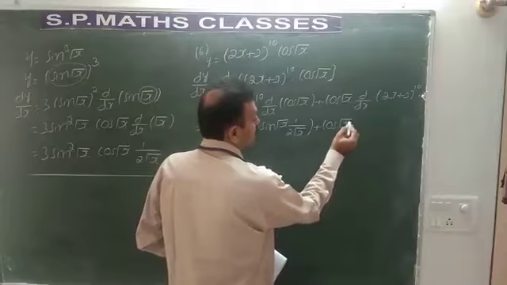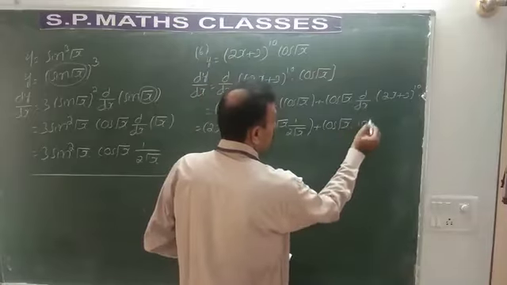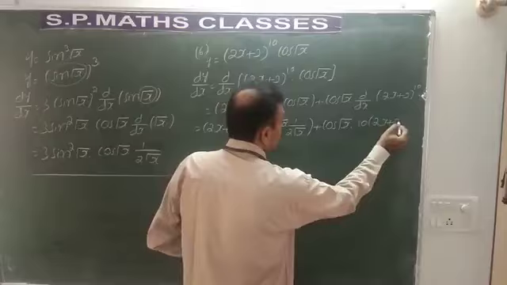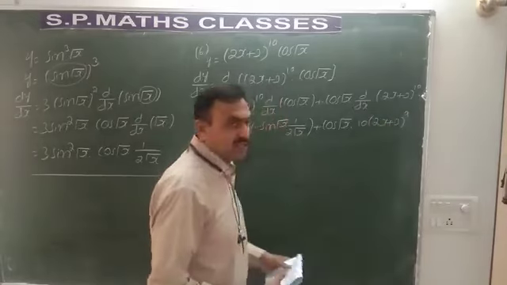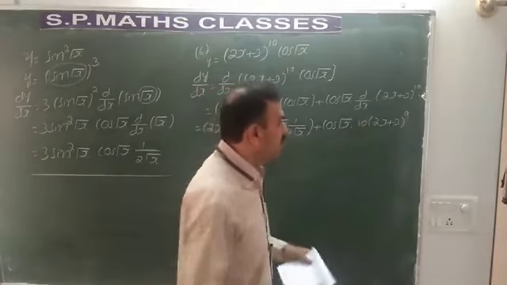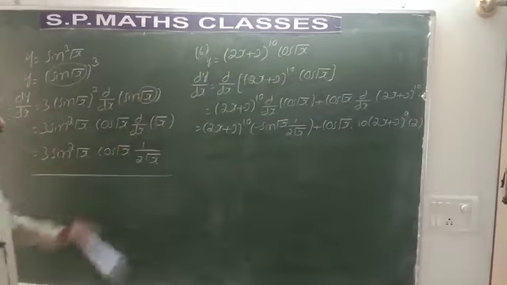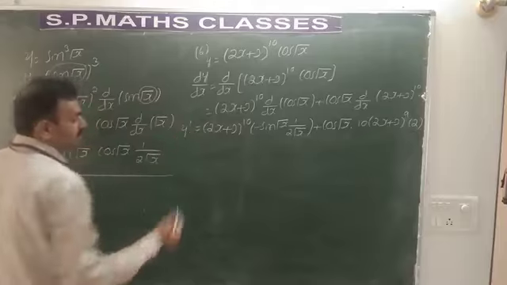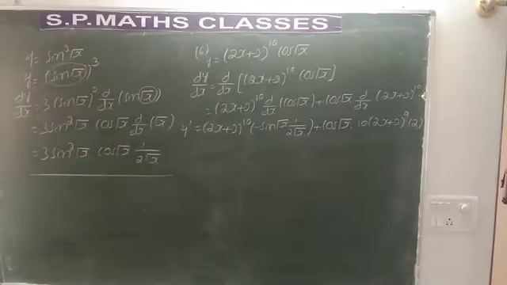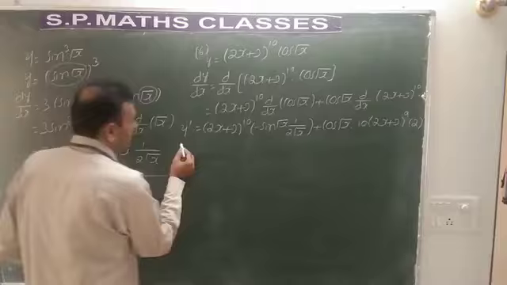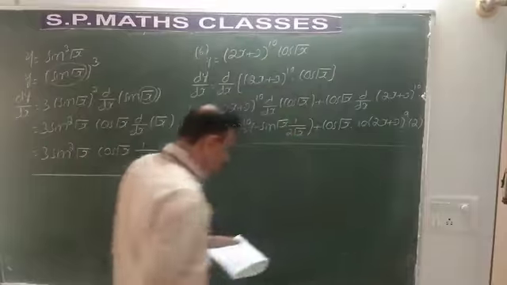Cos root x, it is 10 into 2x plus 3 power 9. You know, x power 10, 10x power 9. The derivative of 2x plus 3 is 2. Hence, that is what dy by dx is. It is also denoted by y dash. Hope you have understood this. Use the product rule here.